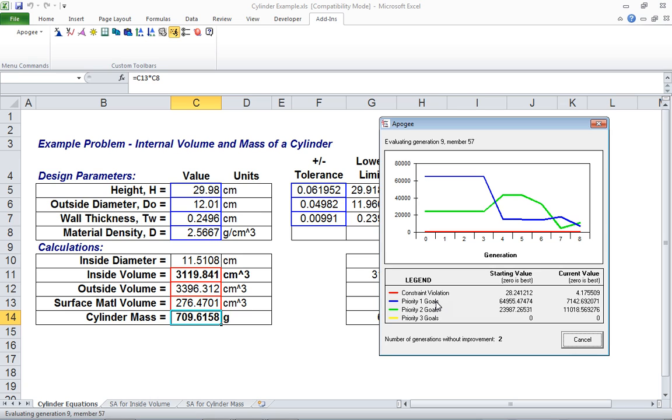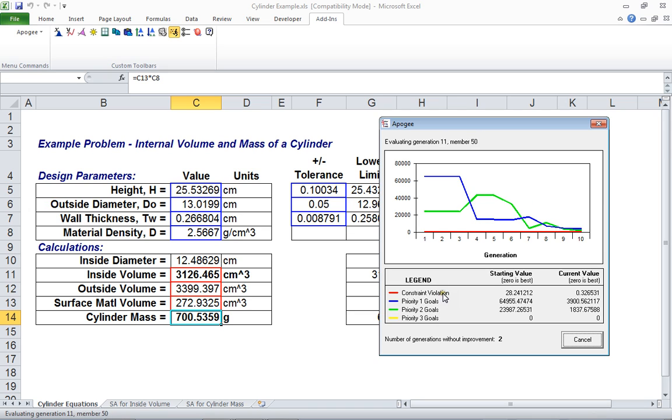We had one priority 1 goal, which is the blue line. We had a priority 2 goal, which is the green one, and our constraints are represented by the red line. What we're looking for is to drive each one of these conditions, the goodness, if you will, or the feasibility of meeting these constraints and goals, to 0, which would indicate that we satisfied constraints, and any number greater than 0 would indicate that we had not satisfied a constraint or a goal.